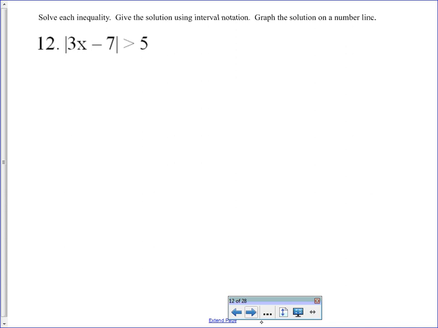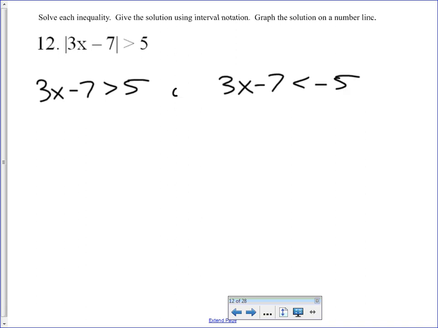All right, so now we're moving on to different types of problems, stuff from early in the year. Give the solution using interval notation, graph the solution on the number line. So remember, if we have absolute value equals a number or is greater than a number or less than a number, that's really two different equations we're solving. Because 3x minus 7 could be greater than 5, but also negative 3x minus 7 could be greater than 5 or less than negative 5. Remember to flip this when you get the negative. So we're going to have to solve both of these equations.